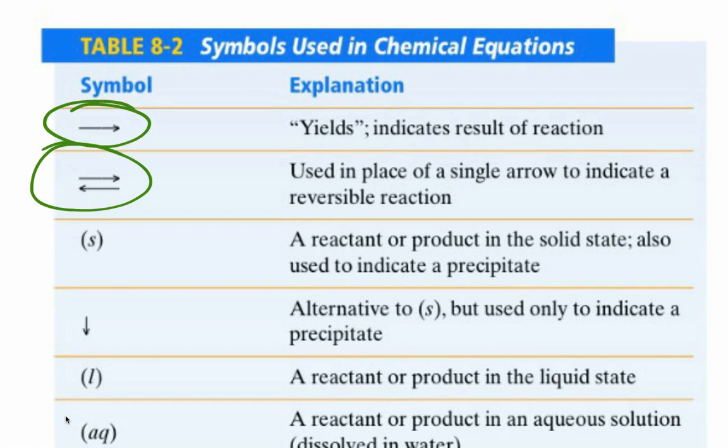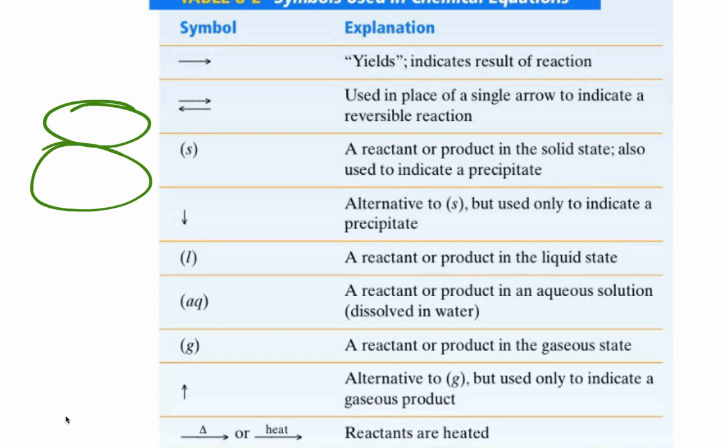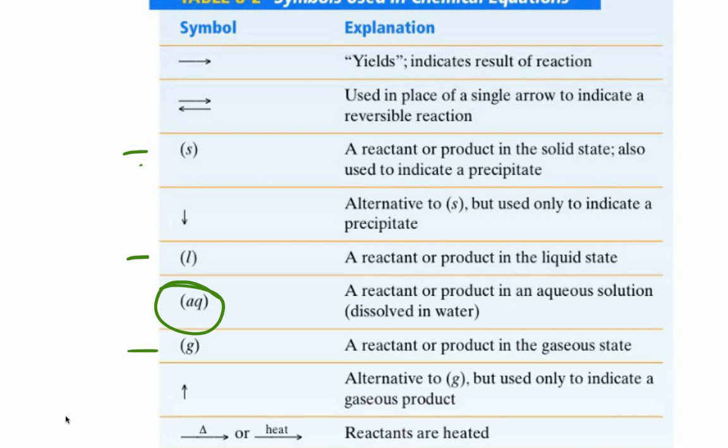Now, the other things you'll see on this chart are state symbols that we've already used a little bit and looked at. S meaning solid, liquid being an L, gas being a G, AQ meaning the reaction is dissolved in water. And a lot of our chemical reactions do happen in water, so it's an important symbol to have and be aware of.